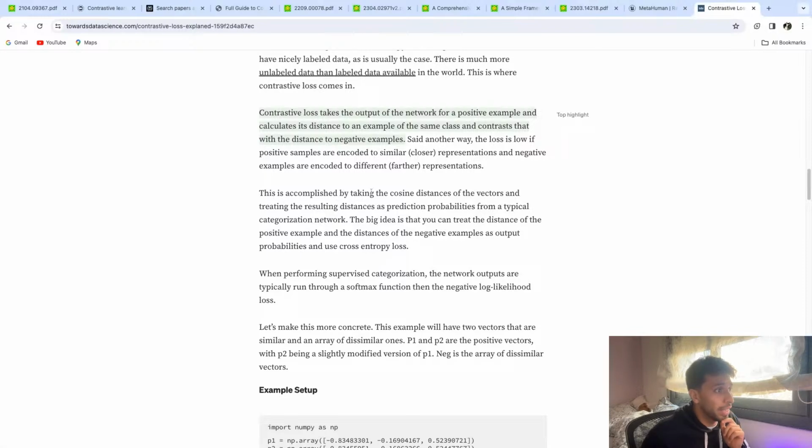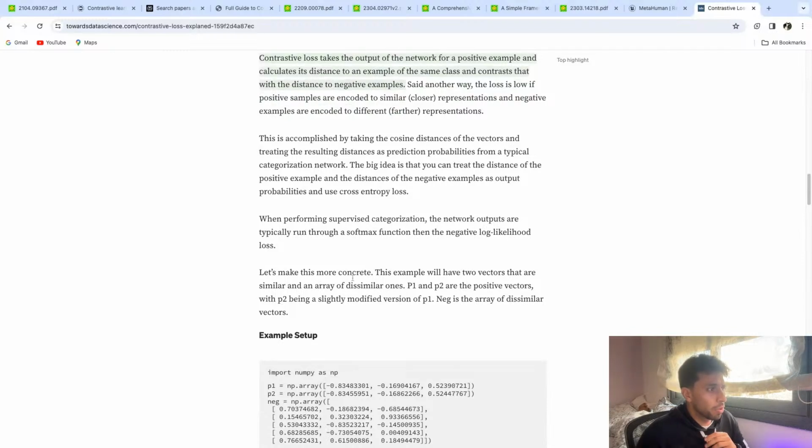This is accomplished by taking the cosine distance of the vectors and treating the resulting distances as prediction probabilities from a typical categorization network. The big idea is that you can treat the distance of the positive examples and the distance of the negative samples as output probabilities and use cross-entropy loss. When performing supervised categorization, the network outputs are typically run through a softmax function, then the negative log likelihood loss.